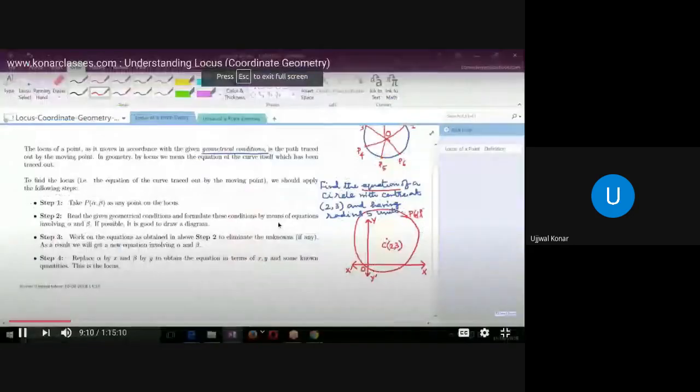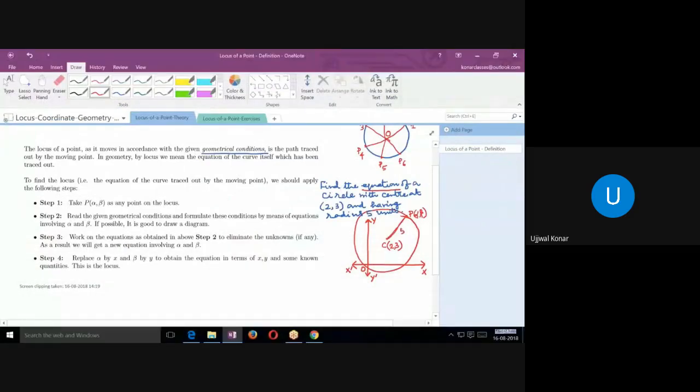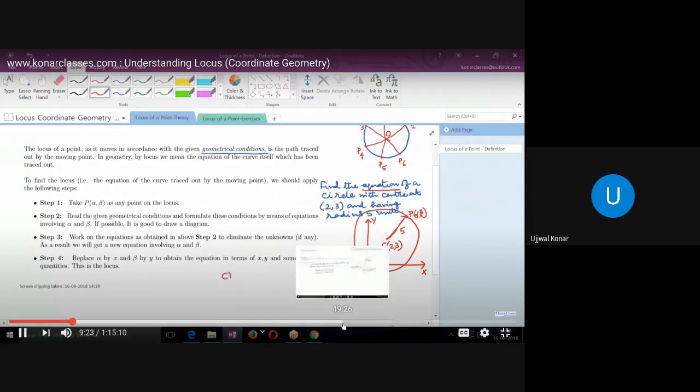Now let's join these 2 points and this center. Then what is CP? CP is nothing but 5 units according to the question. So we can write CP is equal to 5. So you got it, dear students? Yes. So you can look into it. If you subscribe to my channel, then no problem, you can always look into it.